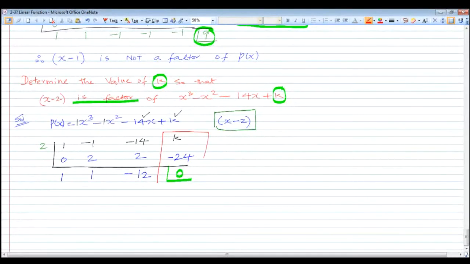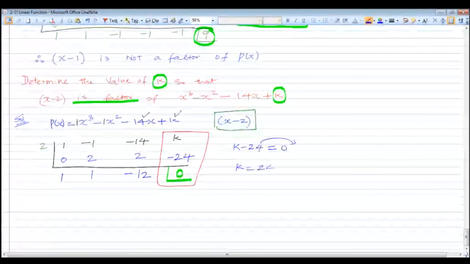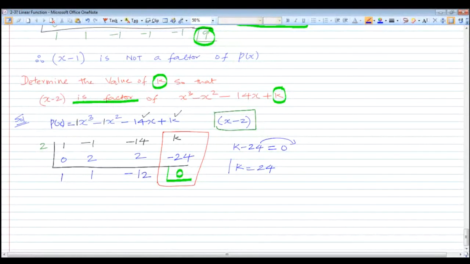I have to compare only this one, right? So how will you compare this? The answer is k plus 24 is equal to 0. Bring it here, you will get k is equal to minus 24. So this is the final answer.